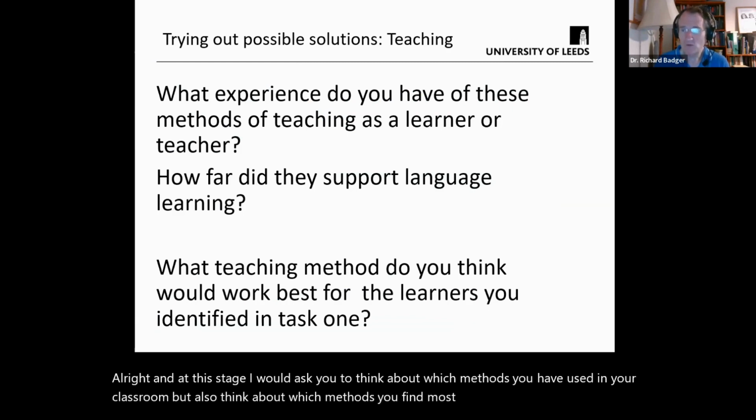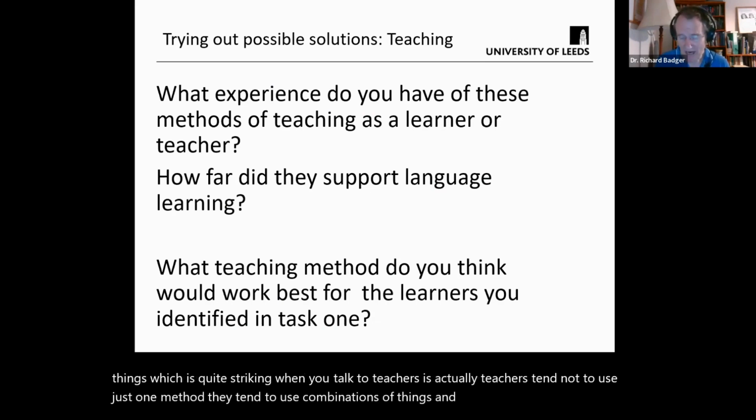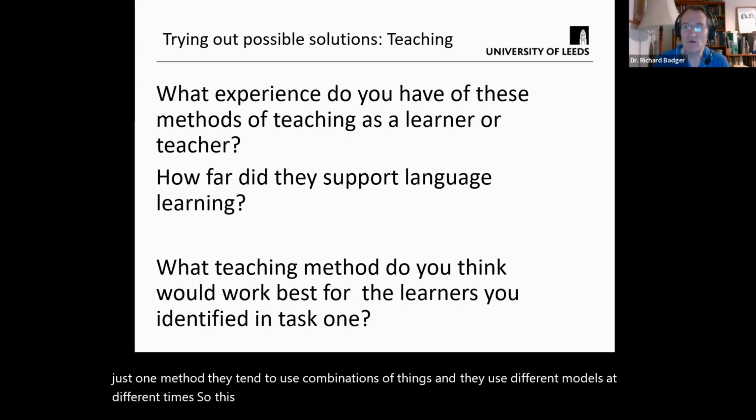And one of the things which is quite striking when you talk to teachers is actually teachers tend not to use just one method. They tend to use combinations of things, and they use different models at different times. So this is something which I think is very important to think about.